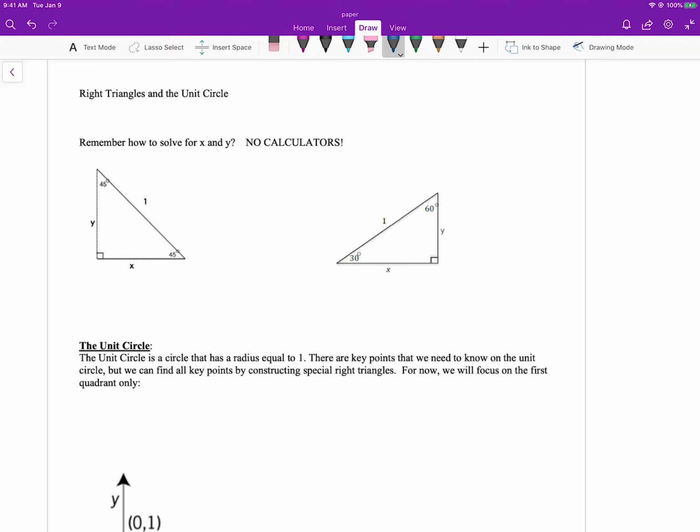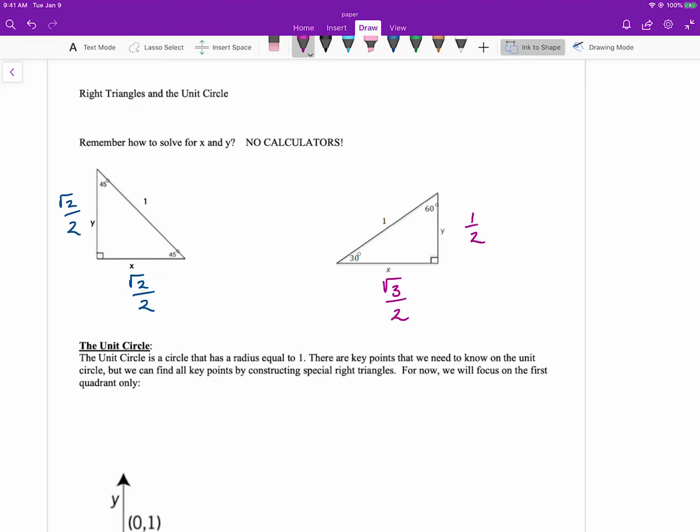Okay, if you've done that, you've determined x is the square root of 2 over 2, root 2 over 2, and so is y, because this is an isosceles triangle. And now for our second triangle, y equals 1/2, and x equals the square root of 3 divided by 2. And it's important to leave these in simplified radical form. Please do not put them in decimals.